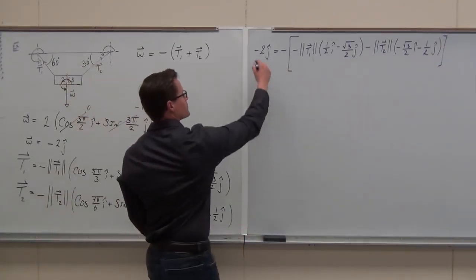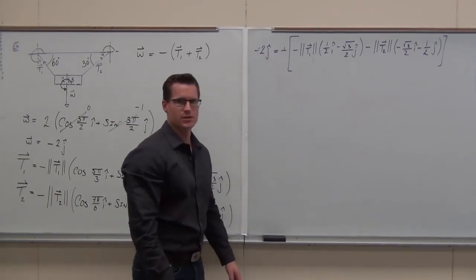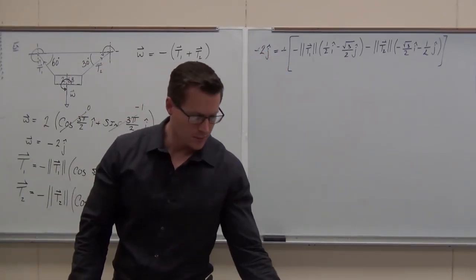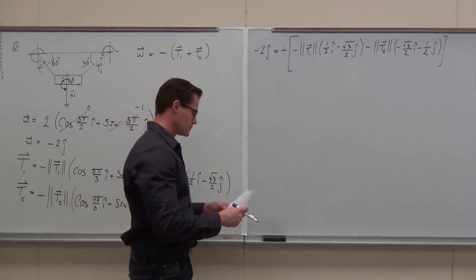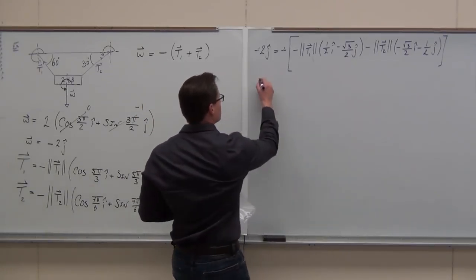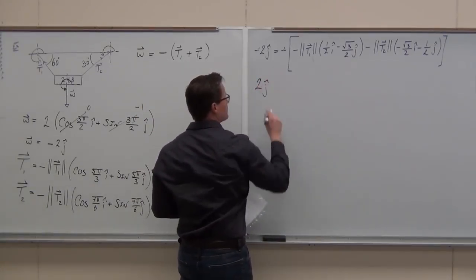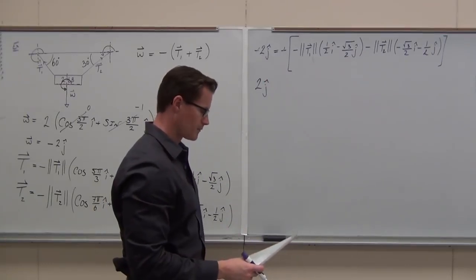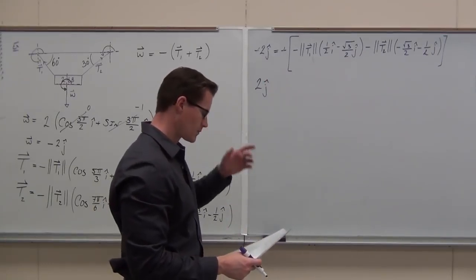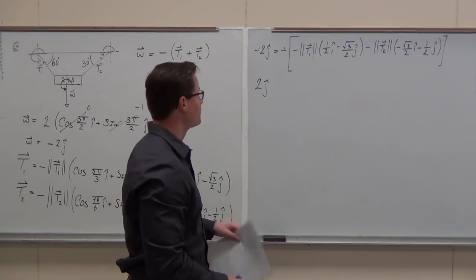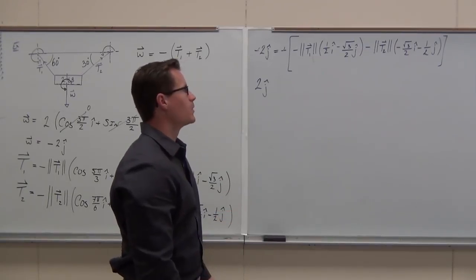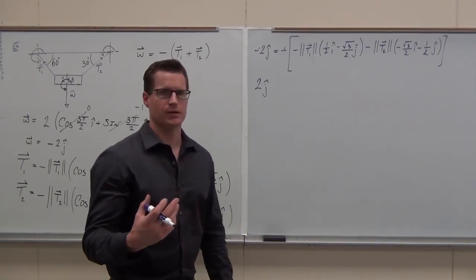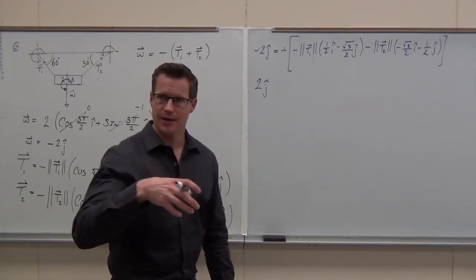Probably number one thing I do is this right here. Just get rid of those two negatives because they're really annoying. After that, we're going to have to group a couple things. We're going to have to group our i's.